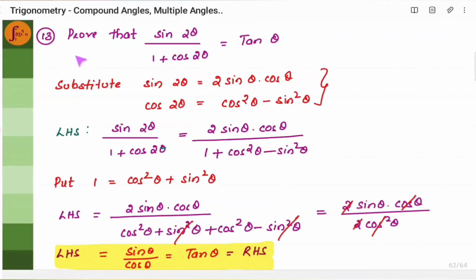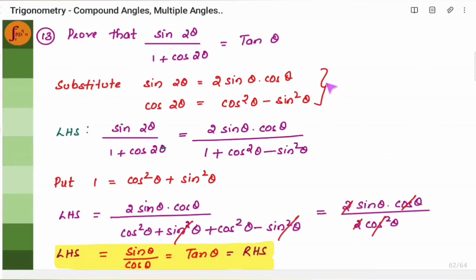Let's take this problem where we have to prove that sine 2 theta by 1 plus cos 2 theta is tan theta, right? Now here, instead of sine 2 theta and cos 2 theta, we will have to use these particular formulas. Sine 2 theta is 2 sine theta cos theta. Cos 2 theta is cos square theta minus sine square theta.